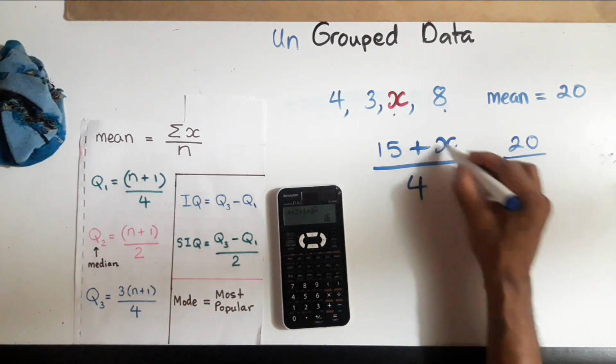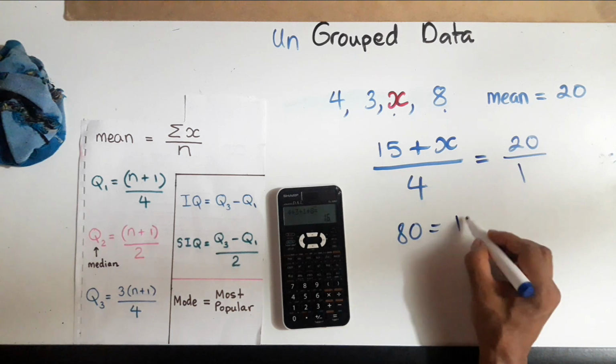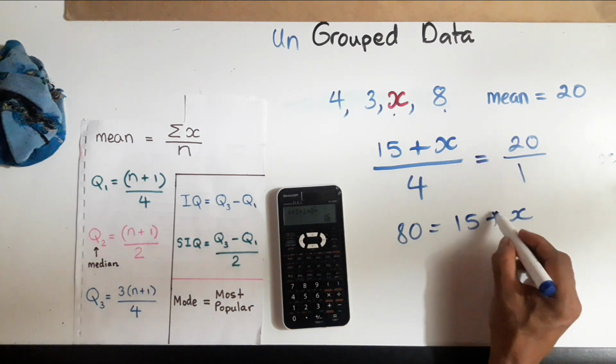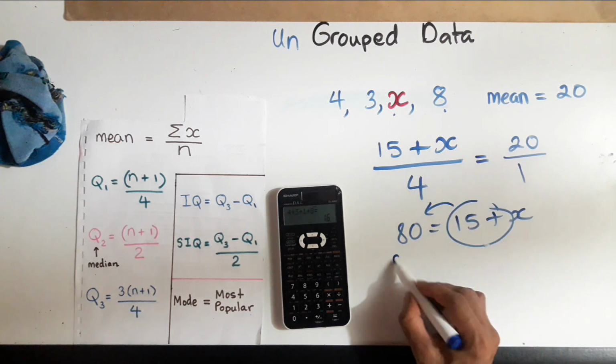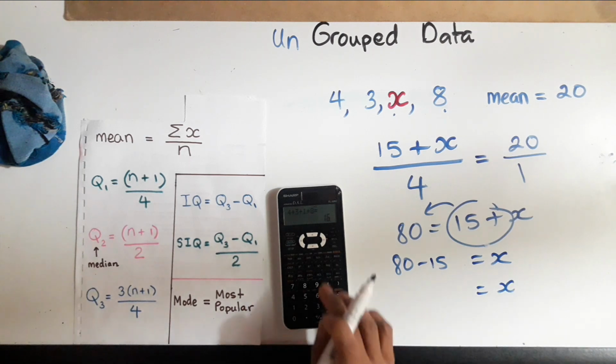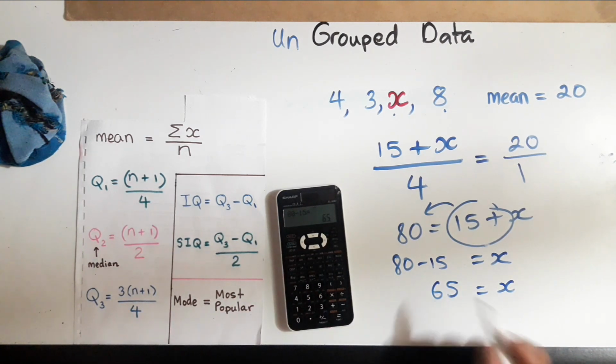So all we have to do now is cross multiply. 20 by 4 is 80, and you get 15 plus x, because anything multiplied by 1 is itself. Throw across the positive 15, you get minus 15. So x is, can't believe I'm using my calculator for this, 65.